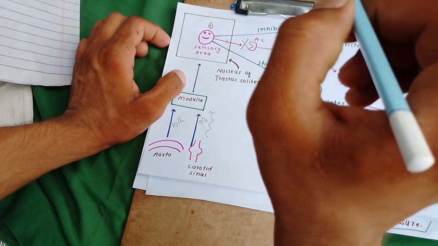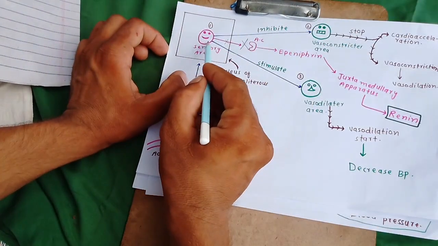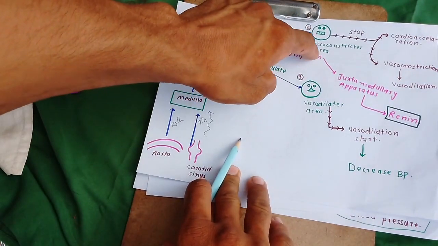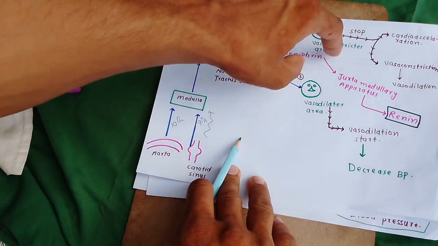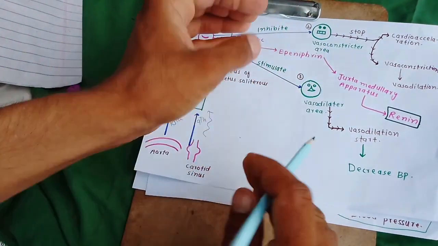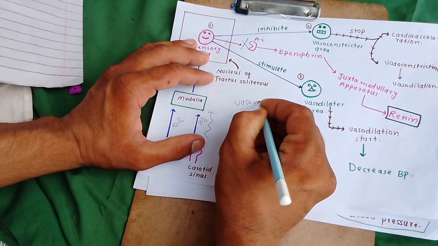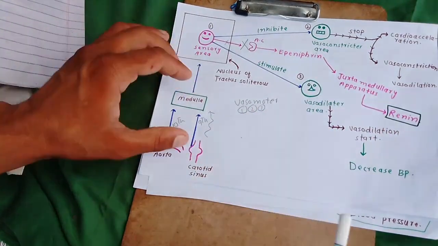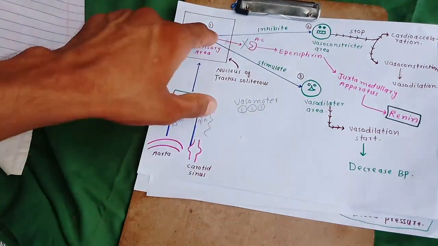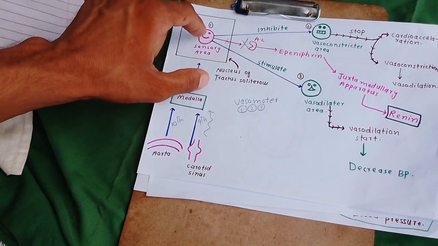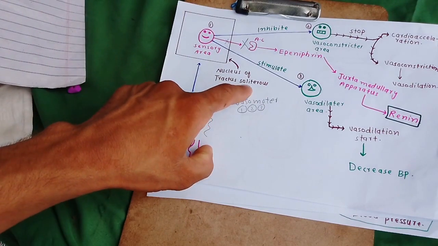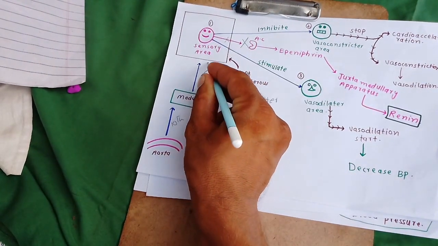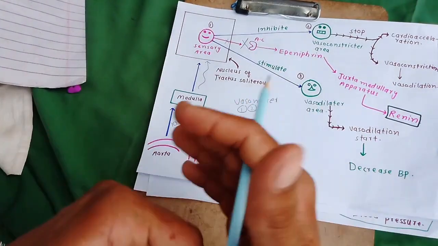The nucleus of tractus solitarius has a special area called the sensory area. There are three areas: the sensory area, the vasoconstrictor area and the vasodilator area. These three areas combined make the vasomotor center. The vasoconstrictor and vasodilator areas are present outside the nucleus of tractus solitarius, but the sensory area is present inside it. So the message reaches the sensory area, and the sensory area decides the message.